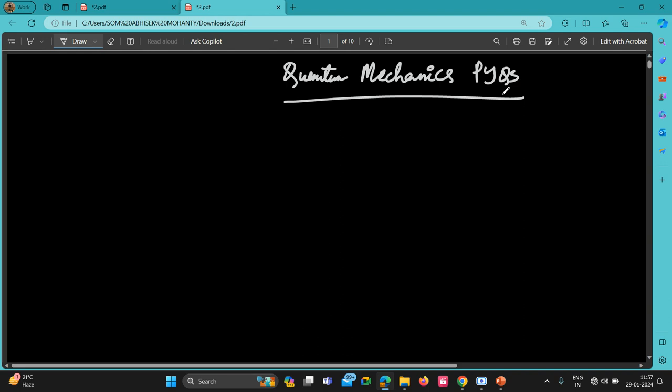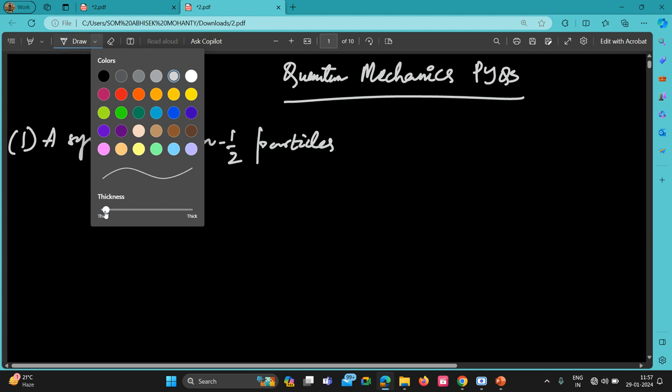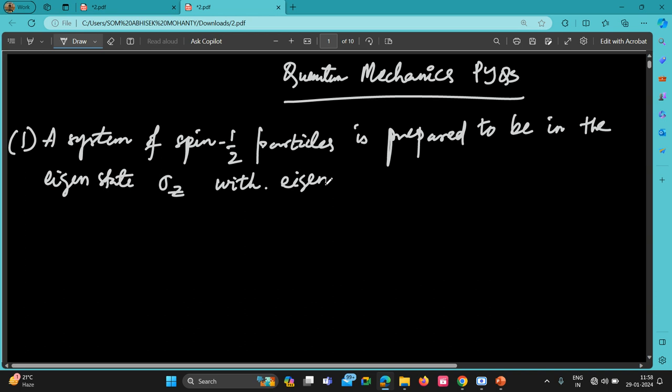Okay. So the first question will be, question number one: a system of spin up particles. Write the questions with me, okay? Don't just do answers. A system of spin up particles is prepared to be in the eigenstate sigma z with eigenvalue plus 1.